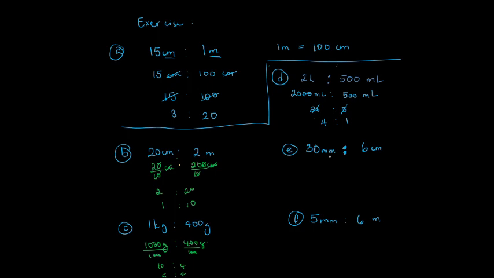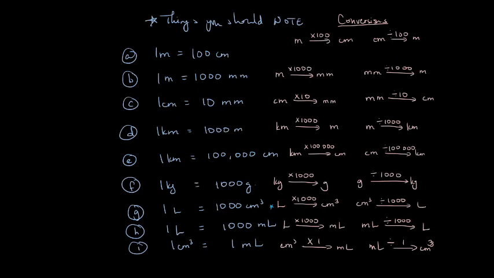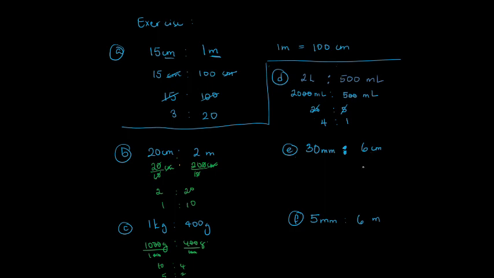We have 30 millimeters to 6 centimeters. So let's see which one's going to give us a whole number. If we want to go from centimeter to millimeter, we can multiply by 10. So this is what we're looking at right here. And we can multiply by 10. So this will give us 60 millimeters. And we have 30 millimeters. So the zeros cancel out. Then we see that 3 can go into itself once, and 3 can go into 6 twice. So it's a 1 to 2 ratio.